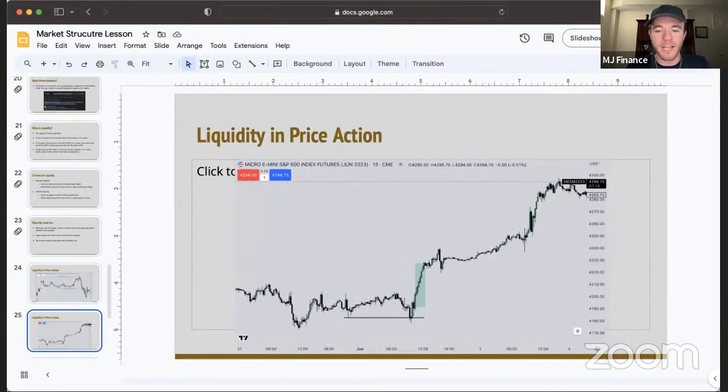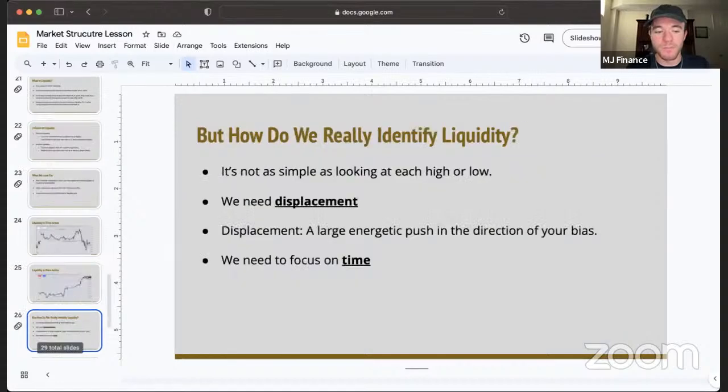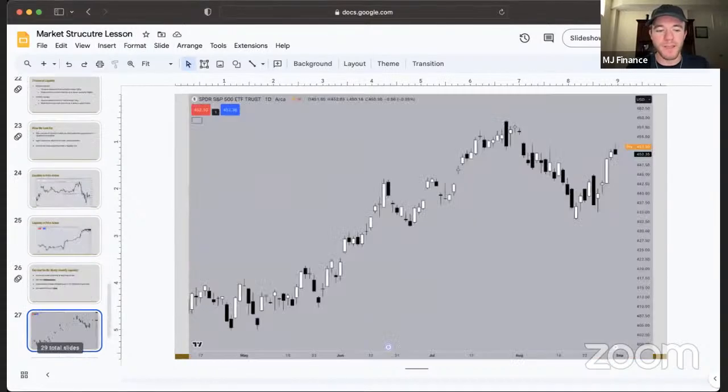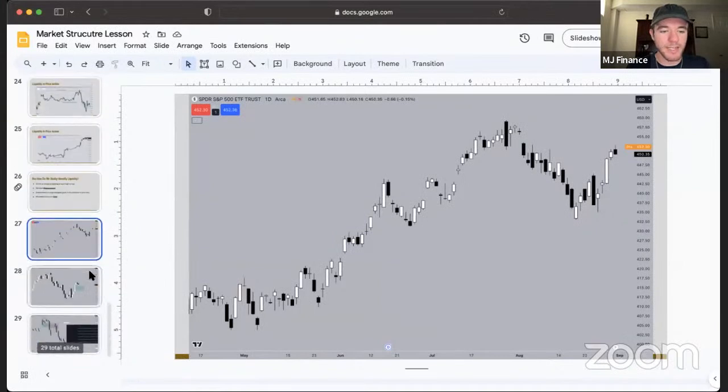So liquidity and price action, as you see, price breaks below it here, comes back up. That's our displacement. Remember, quick, energetic push. That confirms the liquidity raid, if it's a quick and energetic push away from that run on the most recent swing low. So again, displacement, so important. Let's see where we're at here.